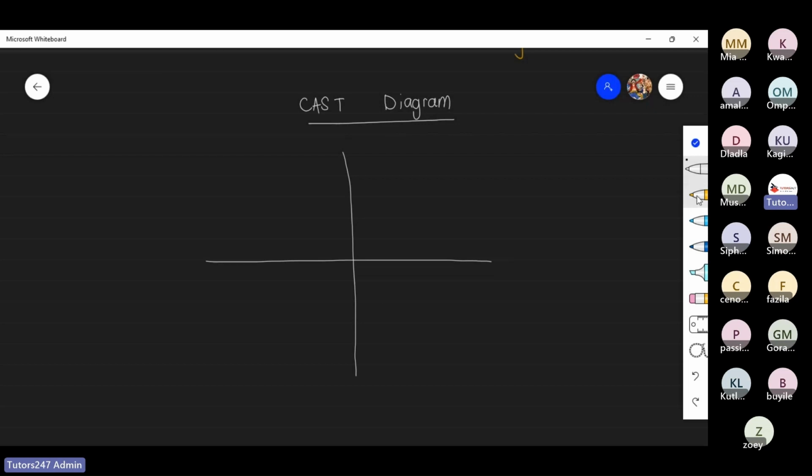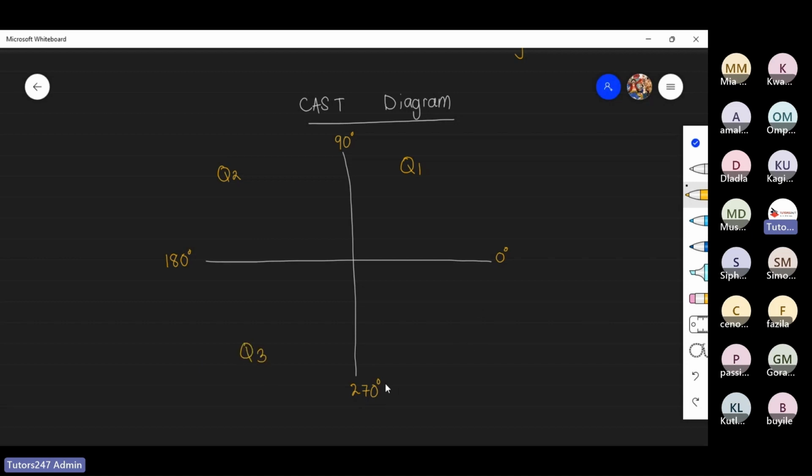Okay, so your CAST diagram is split up into 4 quadrants. You've got from 0 degrees until 90 degrees. This forms quadrant 1. You then have from 90 degrees until 180 degrees. This forms quadrant 2. Next, you have from 180 degrees until 270 degrees. This forms quadrant 3. And finally, from 270 degrees until 360 degrees, you have quadrant 4. So you only have 4 quadrants.